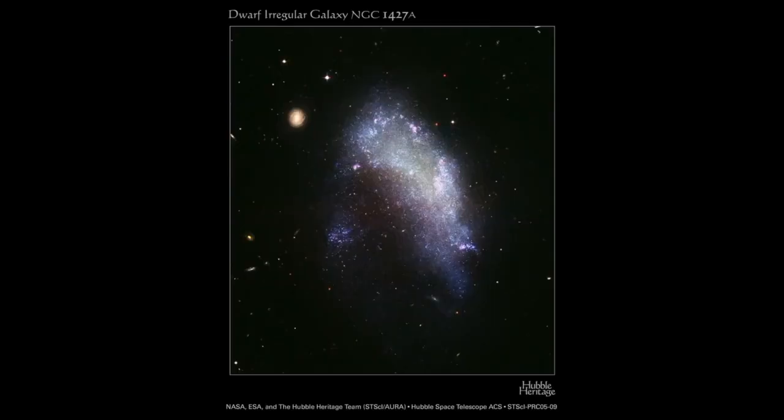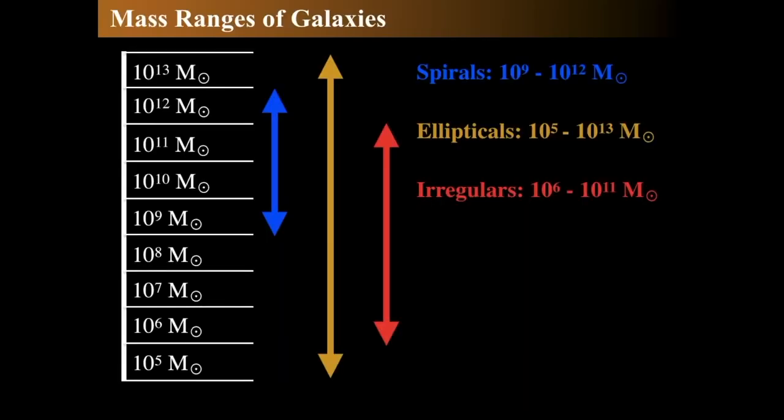And here's another dwarf irregular galaxy. These are very tiny objects. They tend to have only on the order of millions to tens of millions of stars in them. And they're typically distorted in shape like these are, and they typically have a lot of hot young blue stars in them. All right, so here's some statistics on the nature of the ranges of galaxies.